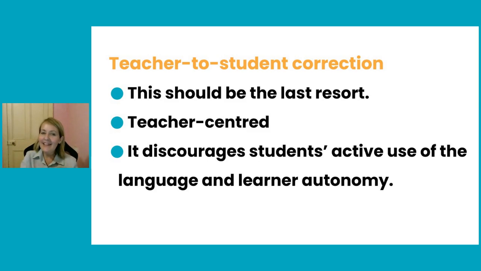So now we've elicited the students correcting themselves, then we've gone to peer correction, and now finally teacher to student correction. So not when all else has failed, but if you can't get the student to correct themselves and find the error, teacher to student correction. This should be the last resort. So when you've tried everything else.